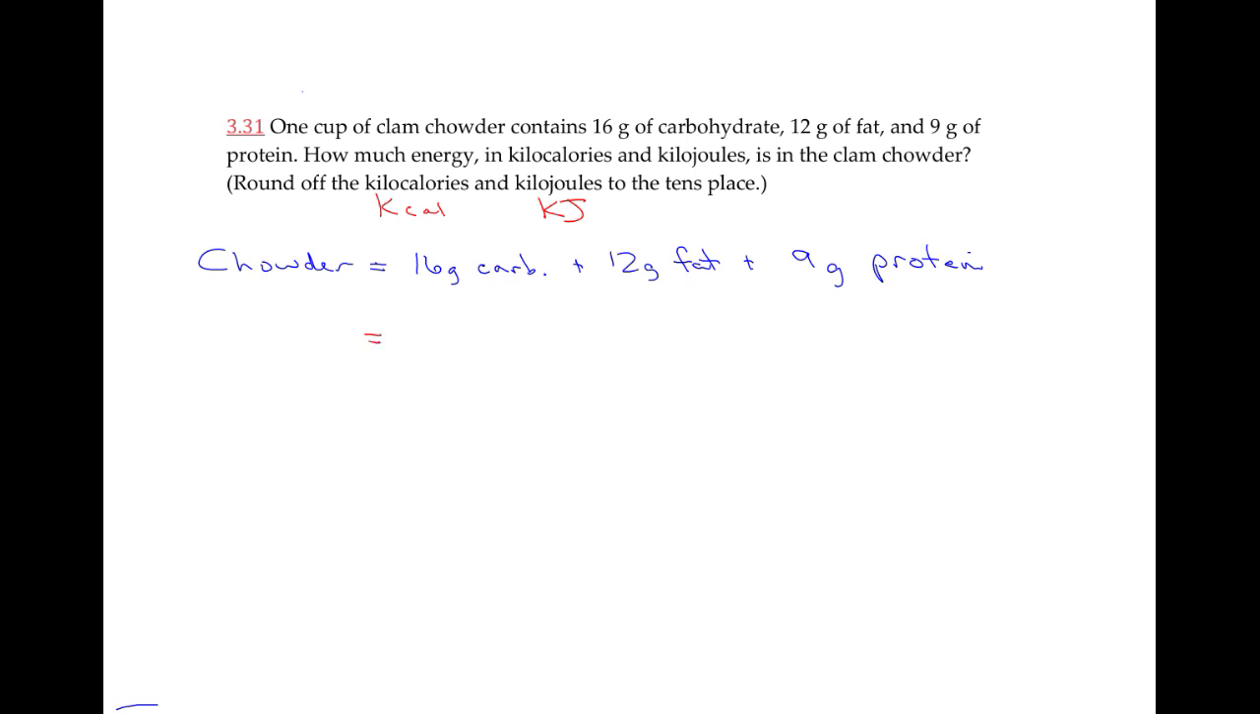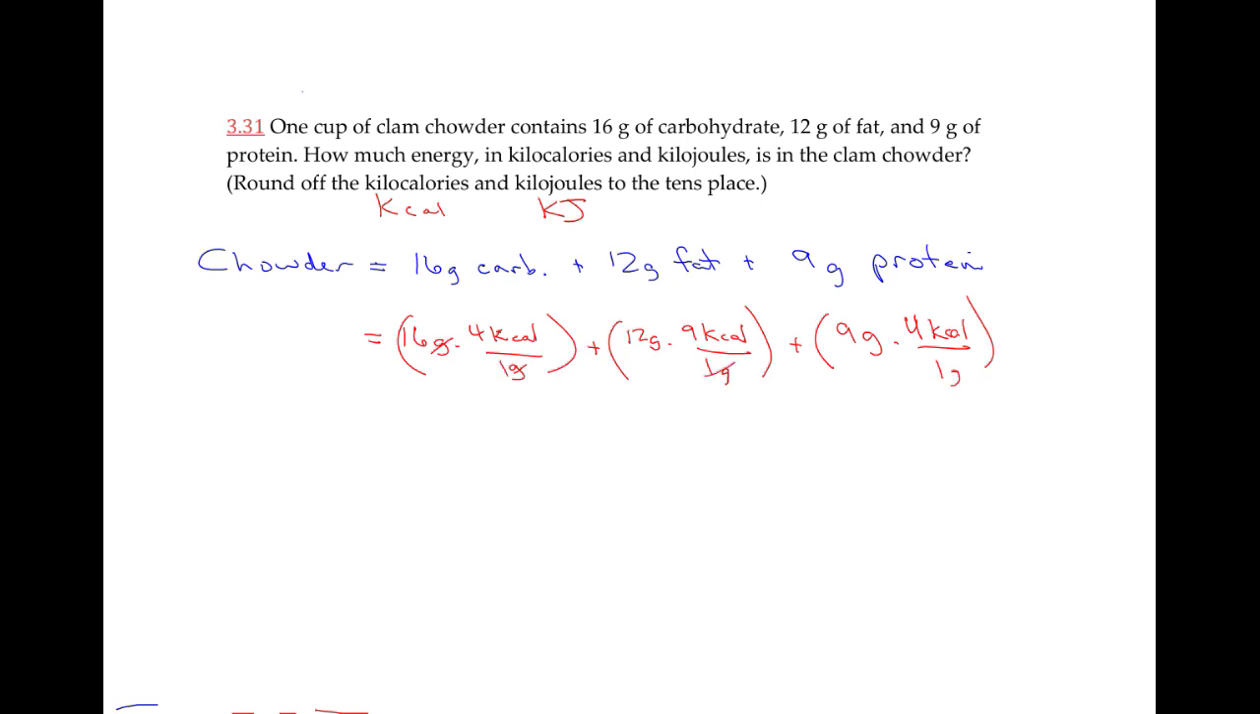So in that bowl of chowder, we have 16 grams of carbohydrates, and the energy value of a carbohydrate is 4 kilocalories per gram. You can see the grams are going to cancel out, and I'm going to end up with kilocalories. Then for the fat, for my 12 grams, the conversion factor is 9 kilocalories for 1 gram of fat. And for protein, it has the same energy value as a carbohydrate: 4 kilocalories per gram. You can see how the grams are going to cancel out.